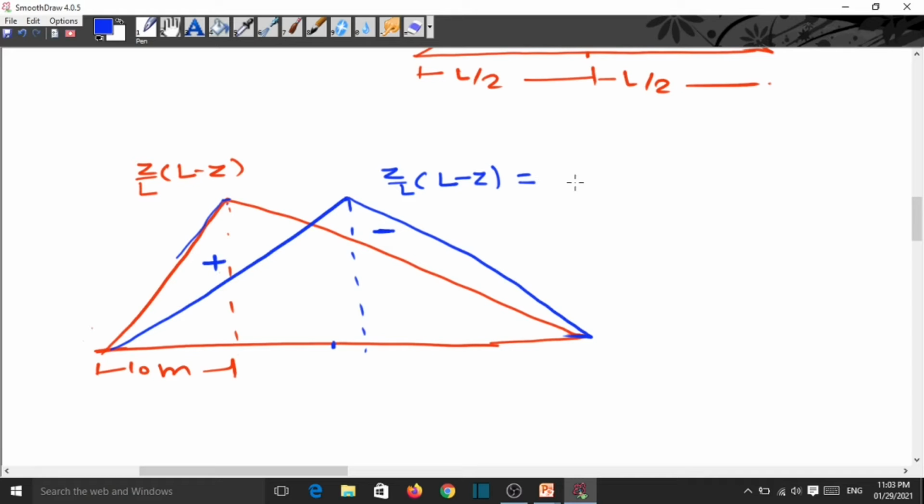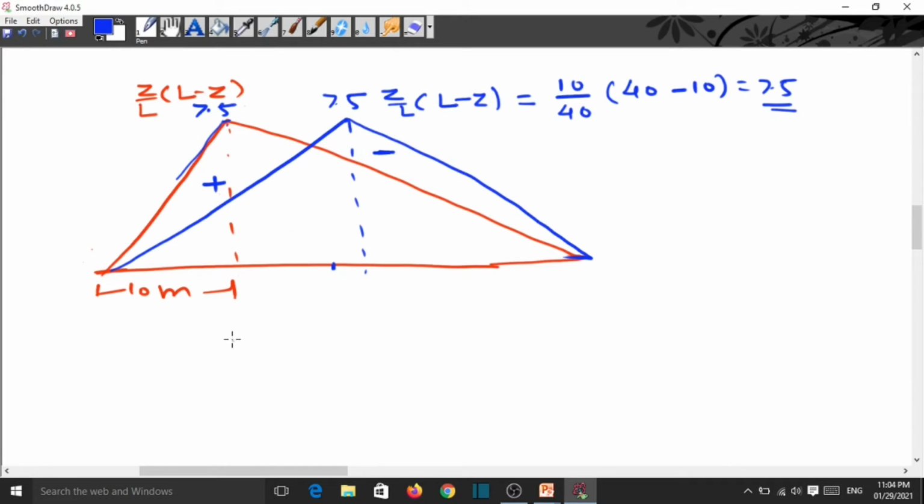So we find the height: Z is 10, L is equal to 40, into 40 minus 10. So that becomes 10 into 30 divided by 40, which is 7.5. So this height is 7.5, and this height is 7.5. Now we have to find out the maximum positive bending moment and the maximum negative bending moment.